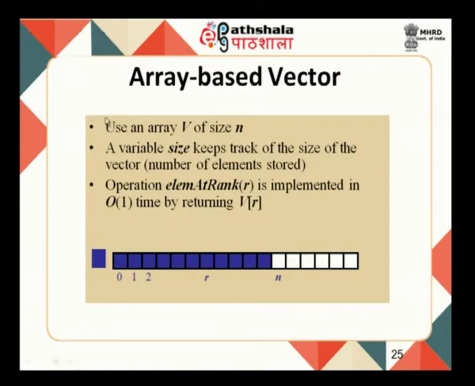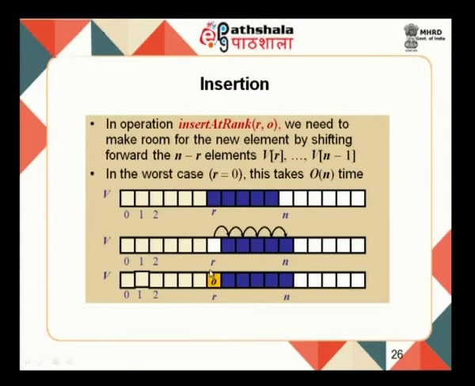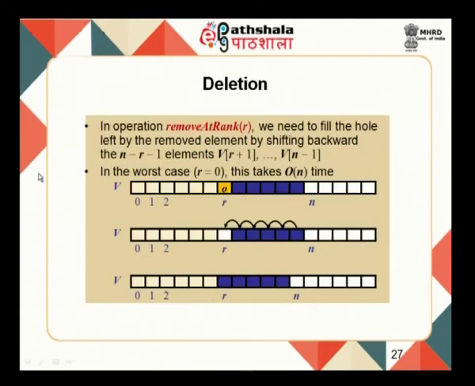This is the array. So, the operation element at rank r is implemented in O(1) time by returning whatever is available at V[r]. So, that is a simple operation. In the operation insert at rank r, O, we need to make room for the new element by shifting the elements like we did for the array implementation. So, in the worst case, if you want to insert at the beginning, it will take time O(n) if there are n elements.